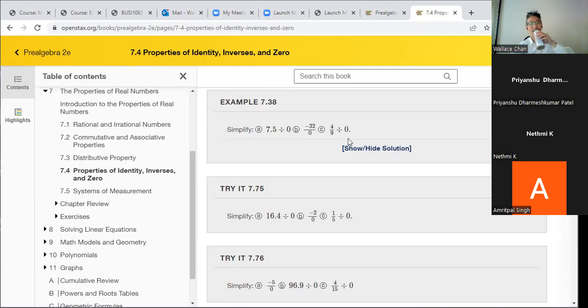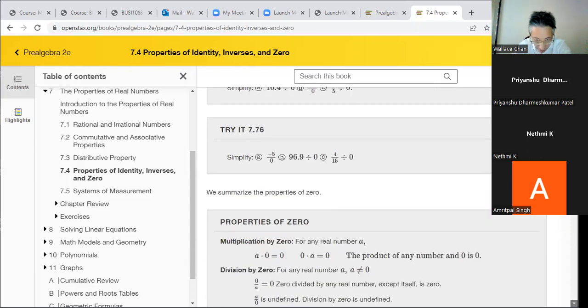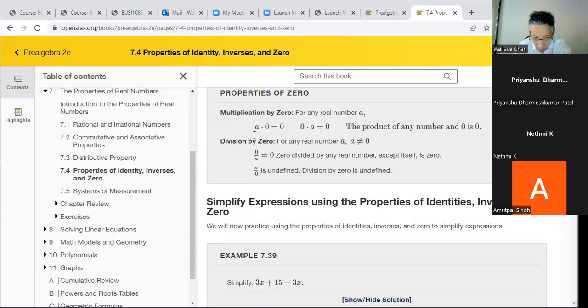They should all be the same. We cannot divide it by 0 actually. Exactly, so undefined. Okay, undefined. Now, properties of 0.